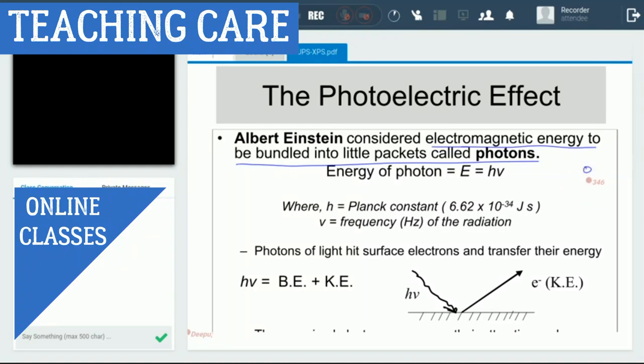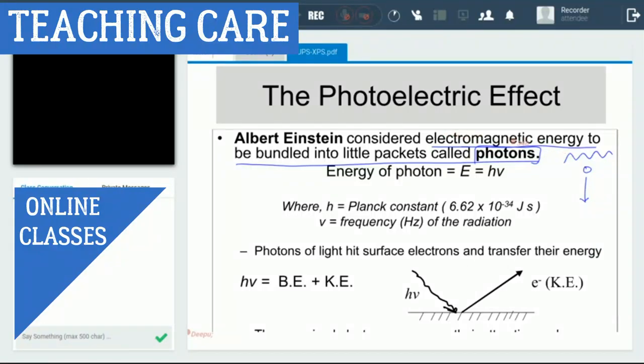Generally, sunlight is composed of photons. Because you know, sunlight has 7 different wavelengths. This is called white light. The white light has 7 different wavelengths. Each and every wave differs in its wavelength.